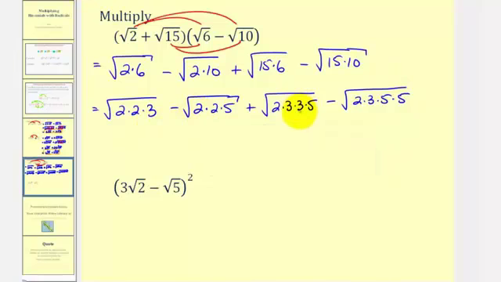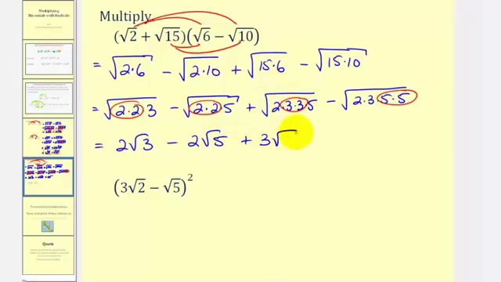And now we can easily identify the perfect square factors. Here's 2 squared, 2 squared, 3 squared, and 5 squared. So simplifying, here we'd have 2 square root 3. Since the square root of 2 squared is 2, here we'd have minus 2 square root 5 plus the square root of 3 squared is 3, so we have 3 square root 10 minus here we'd have 5 square root 6. We have no like radicals, so this is our simplified product.